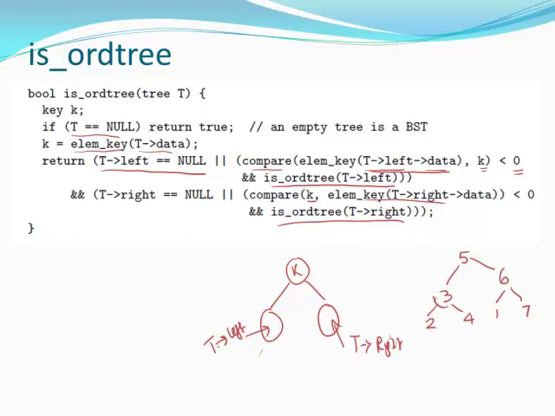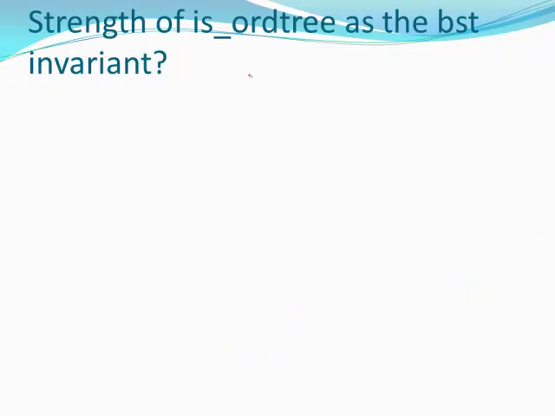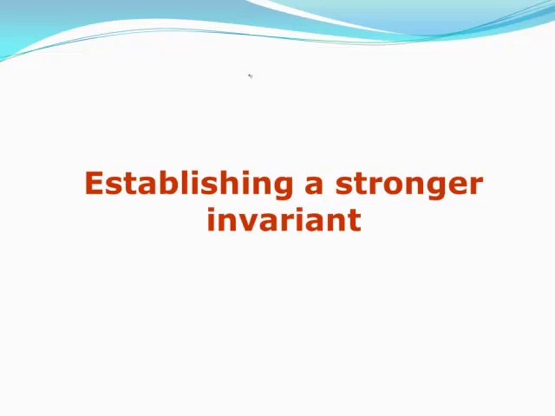Now, all the non-leaf nodes that I'm circling here seem to satisfy that invariant. For each node, like 5 is greater than 3 but less than 6, 3 is greater than 2 but less than 4, 6 is greater than 1 but less than 7, but it doesn't satisfy the BST invariant that says all the elements in the right subtree must be greater than 5. But that's not the case, because this element 1 should not be there. So therefore this is not a strong enough function to check the invariant. So we have to establish a strong invariant.